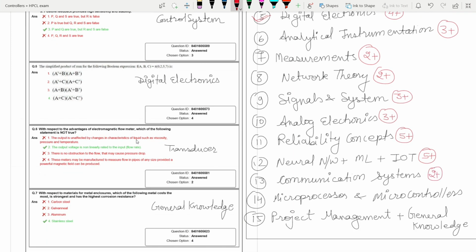From microprocessor and microcontroller, generally they asked 5+ questions, and from project management and general knowledge, you can say again 5+ questions. Okay, so this is the entire.